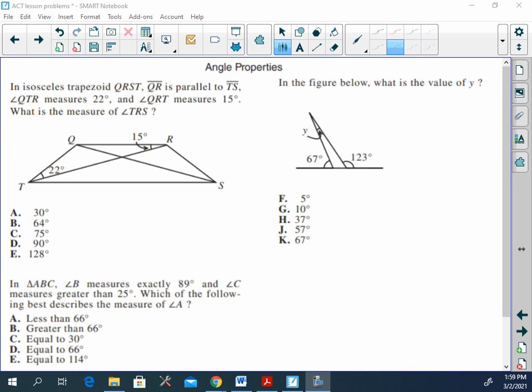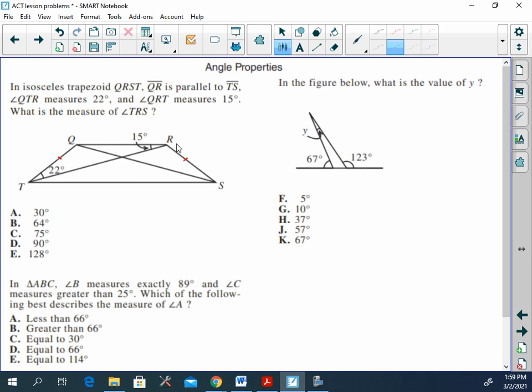This lesson is on angle properties. So when we're looking at this geometric figure here, we have an isosceles trapezoid. What an isosceles trapezoid is, it's a trapezoid, which means we have a set of parallel sides. And isosceles means that these two sides here would be equal in length. Okay, so two sides are the same length.